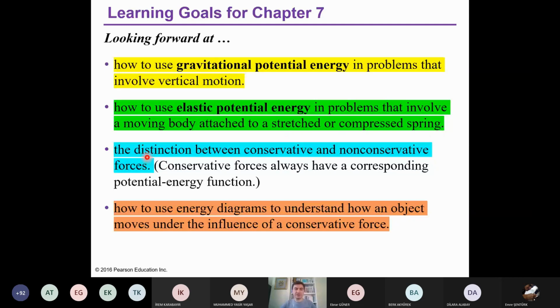And during the next lecture on Thursday, we will discuss the difference between conservative and non-conservative forces. And finally, we will finish this chapter with the energy diagrams to understand how an object moves under the influence of a conservative force. So let me start with this example.